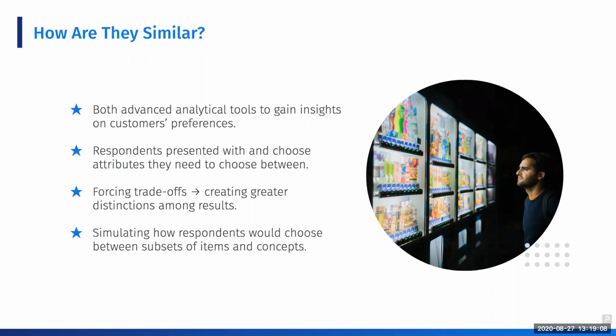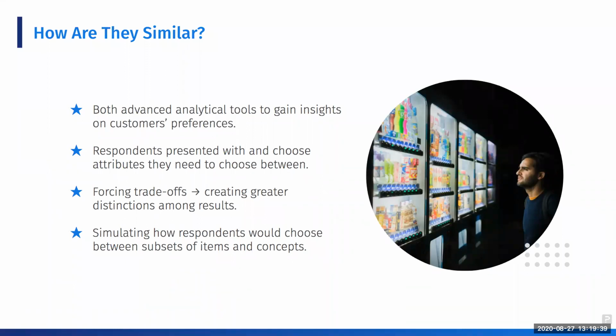Also, respondents are both presented with a set of attributes or set of items that they need to choose from. They also force trade-offs because these tasks will be repeated. You will see different sets of options that you will find appealing, or in the case of MaxDiff, you can also find unappealing or don't have interest in. And then lastly, it simulates how respondents would choose between different subsets of items and concepts.